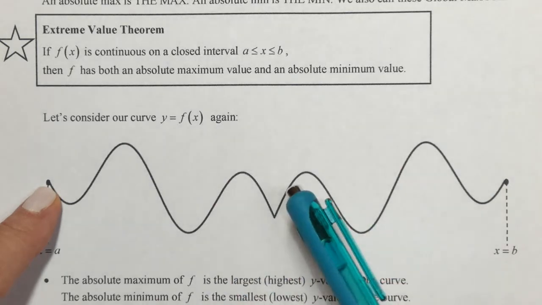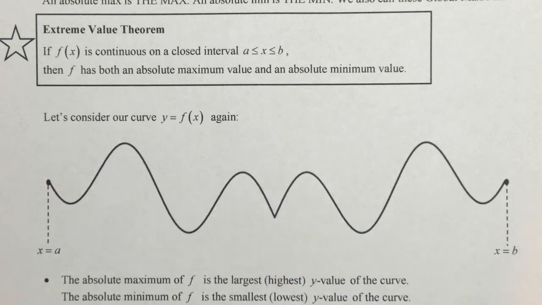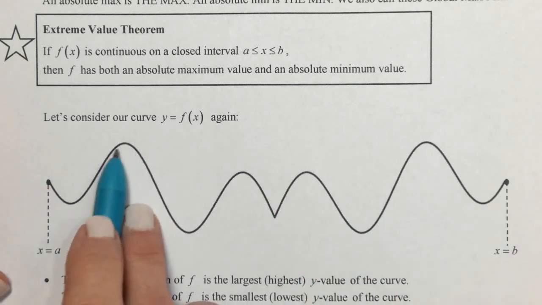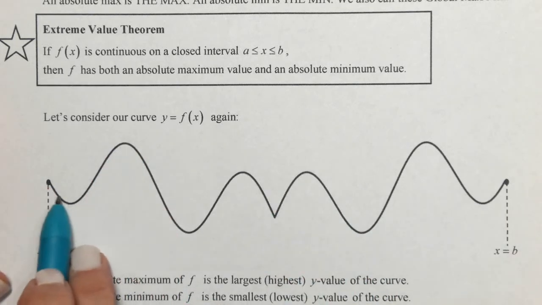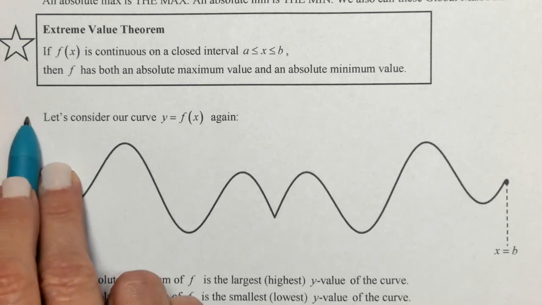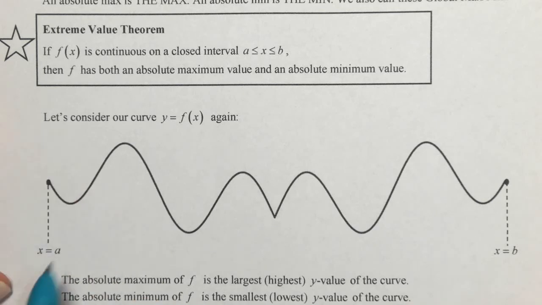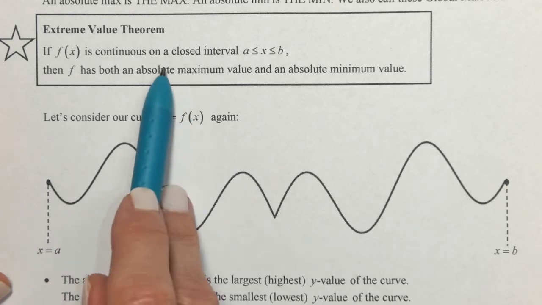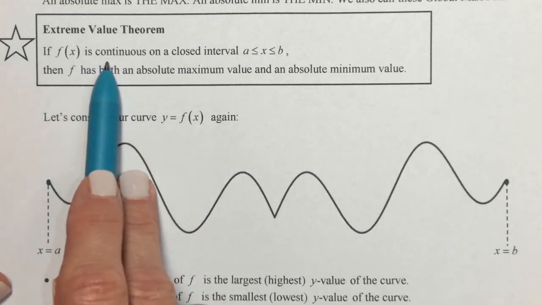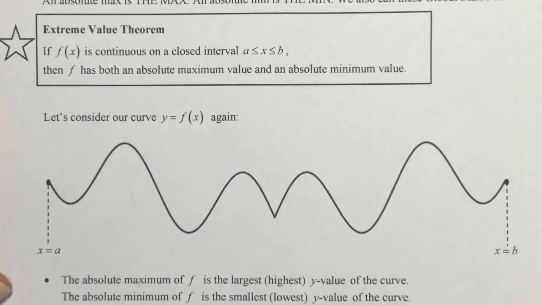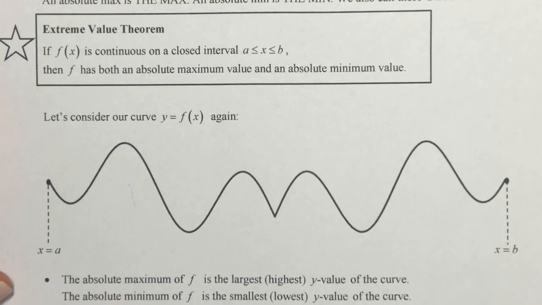That absolute maximum value could be at a relative max, or it could be at an endpoint. If this endpoint went up a little bit higher and stopped up here, that would be the absolute maximum value of this curve. So that's the extreme value theorem. If a function is continuous, it has to have an absolute max and an absolute min on a closed interval.